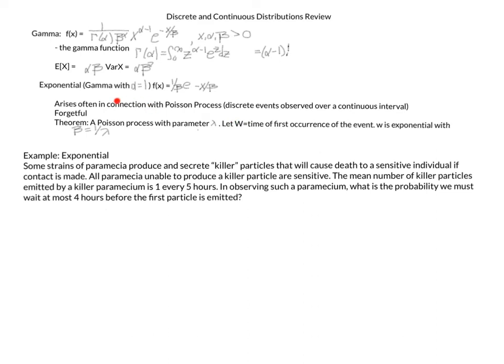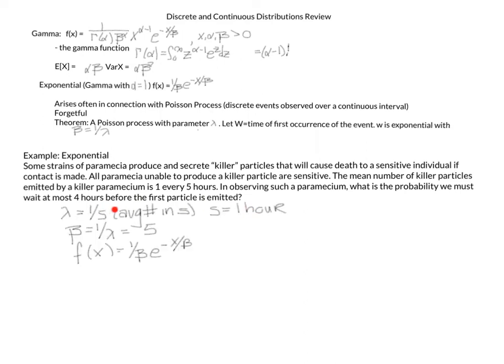And again, we have a Poisson process. We're waiting over an interval of time for some event to happen, and that event we're looking for is a killer particle. We have a lambda, which is the average number per hour, which we are given as 1 in every 5 hours. And last, it's not a Poisson but an exponential because our random variable is about the time the first occurrence occurs. And again, that's what we're asking: what's the probability we must wait at most 4 hours before the first particle is emitted?